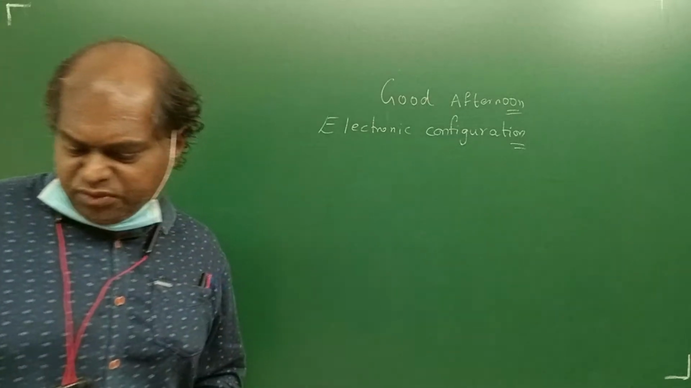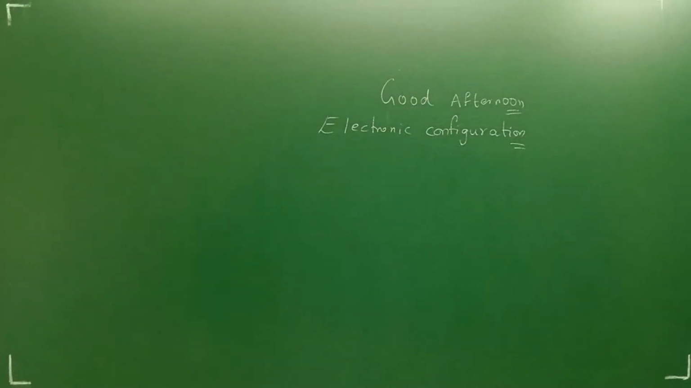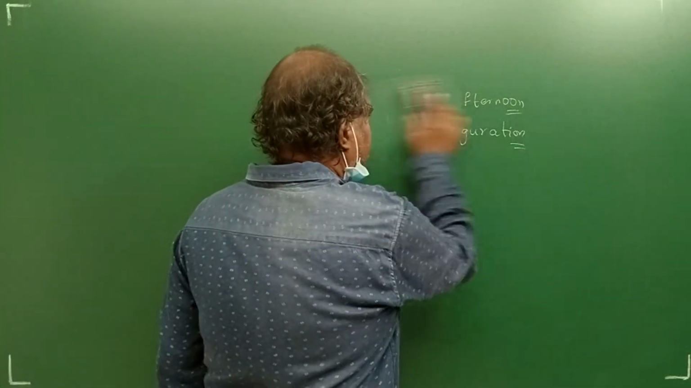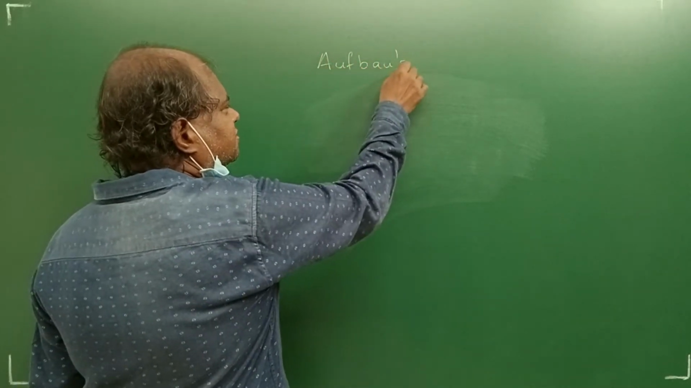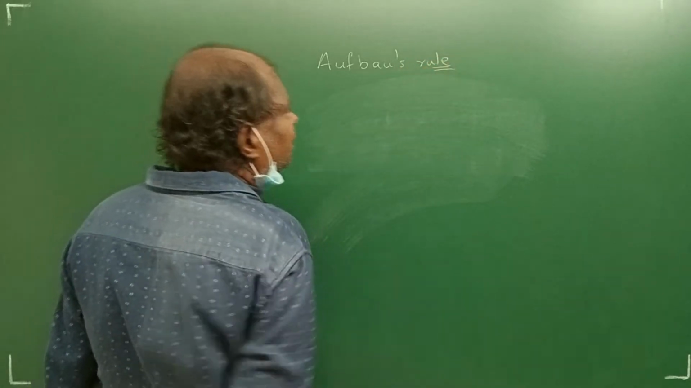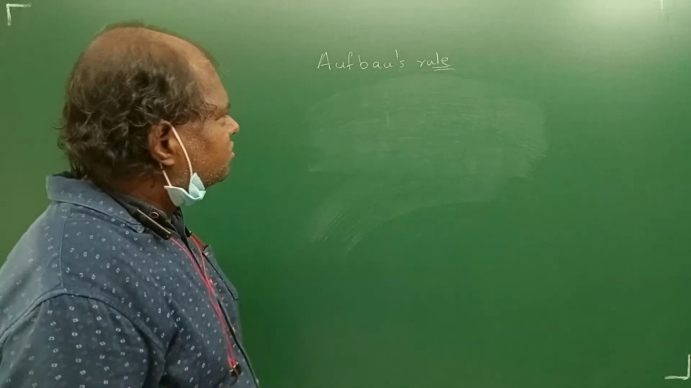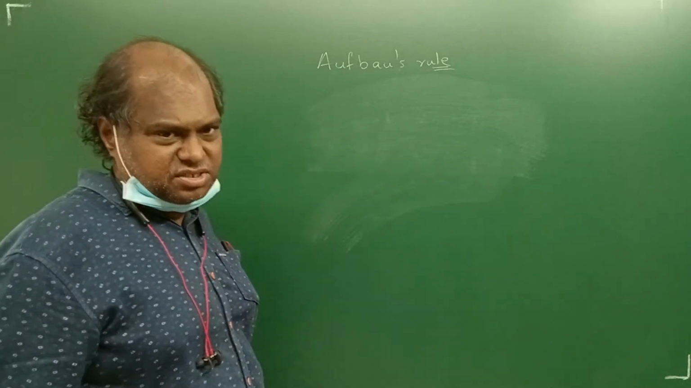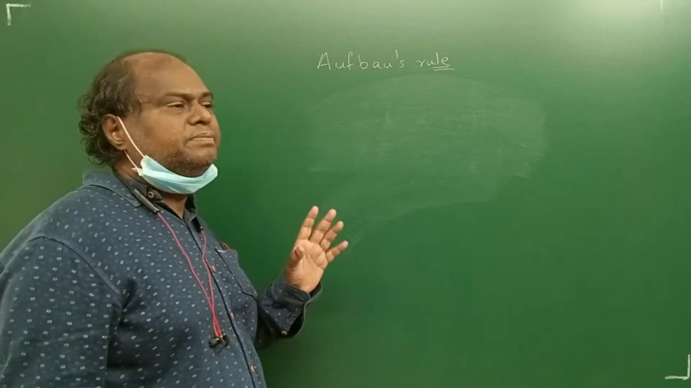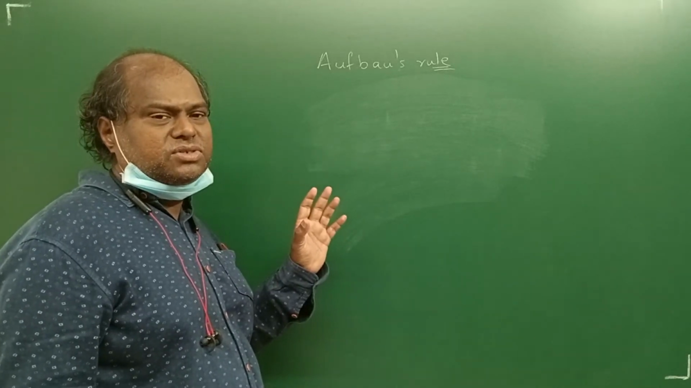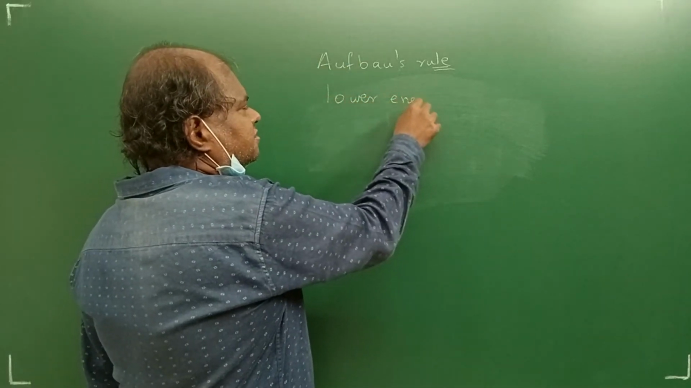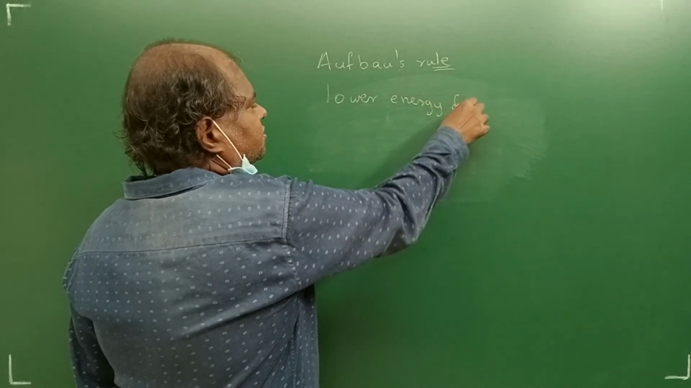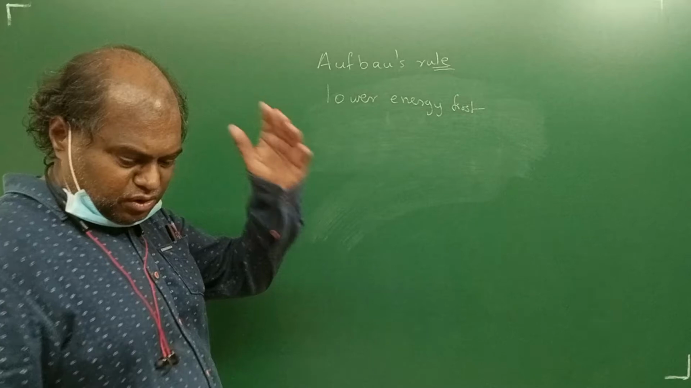Now, if we want to fill the electrons, there is a particular way we have discussed in the Zoom class. Certain rules are there. So first rule is Aufbau's rule, right? I think we will not discuss it here. We already discussed. Aufbau's rule states that you should first fill the lower energy orbitals, then you fill the higher energy, right?